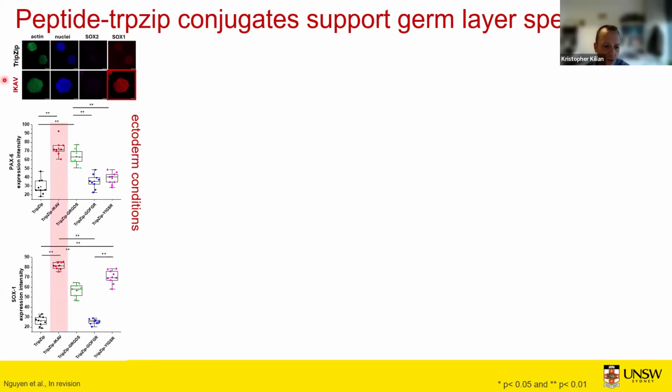And strikingly, we see that this IKVAV condition was the best for ectoderm differentiation, with the one coming in second being this YIGSR. This is interesting because both IKVAV and YIGSR are from laminin, and they've been shown previously in other biomaterials contexts to help the growth of neuronal cultures, for instance. And so I was pleasantly surprised to see some congruence with previous work.